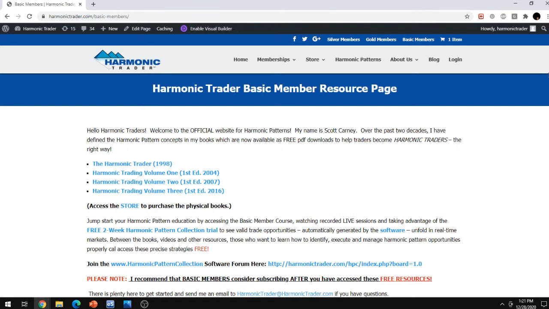Would NinjaTrader 8 scanner work for scanning stocks and futures? Absolutely. Yep.